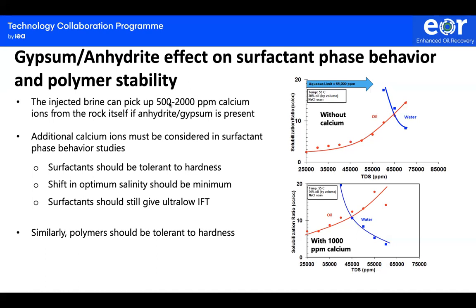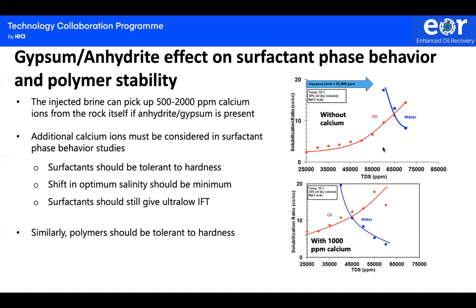Also, because of these divalent cations, there may be a shift in the optimum salinity, which I'm showing you here. Here I'm showing solubilization ratio as a function of TDS. This is the optimum salinity when you do not have any calcium, and the solubilization ratio is about 12. But when you add 1000 ppm calcium, you can see that the optimum salinity shifts to around 45,000 ppm, and your solubilization ratio also goes down slightly to about 11.